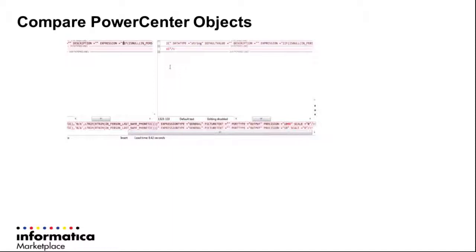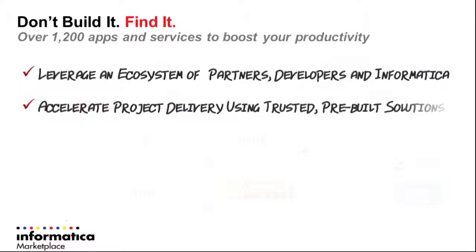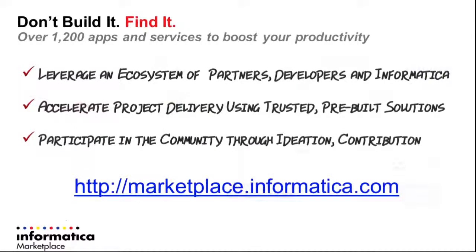So a lot of great utilities on the marketplace. There's a lot of things that you can use in your environment, and we've just shown a couple of these things today. As I said, there's over 700 free tools and utilities on the marketplace, and so the marketplace is a great opportunity for you to leverage the power of the ecosystem. We have over 1,300 apps and services to build your productivity. You don't need to build these things in your environment. You can find them on the marketplace, and they can really help you leverage an ecosystem of our partners, developers, and Informatica, really accelerate your product delivery.